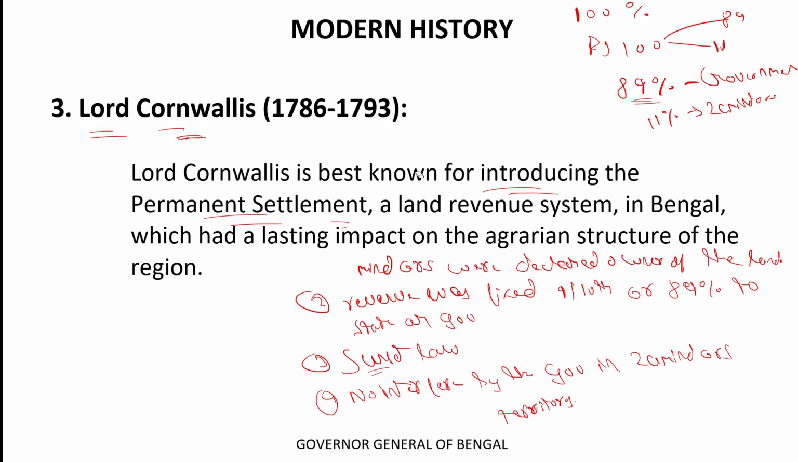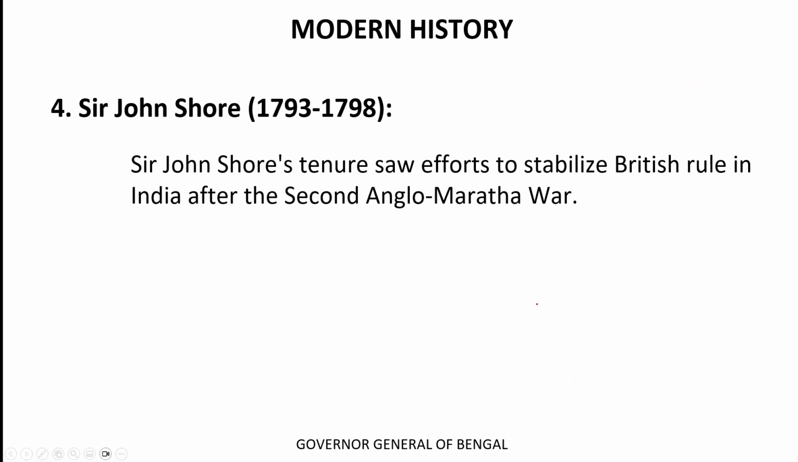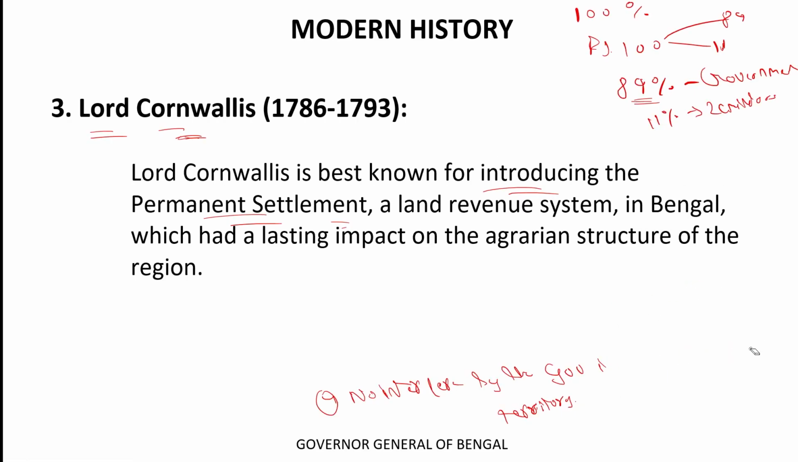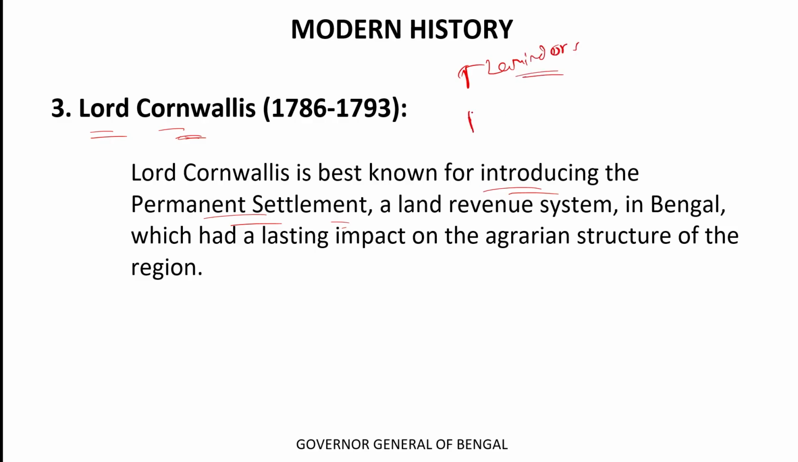Zamindars were allowed to do whatever they wanted. Got it? But remember that the permanent settlement failed for two reasons. The first reason was that the demand was too high for the revenue. The second reason was that the zamindars were getting more and the state was getting less because the revenue was fixed. If the income of the zamindar was rising, he got more, but the British government only got the fixed percentage which had been fixed by the agreement.